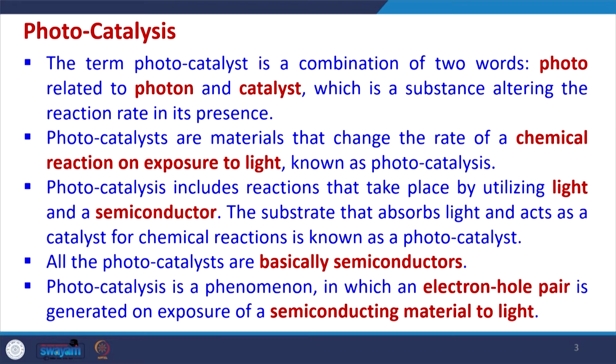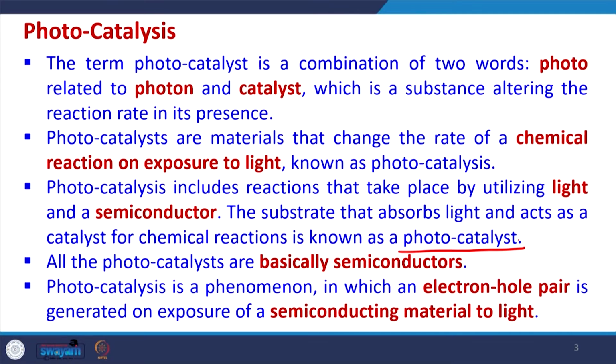Photocatalysis includes reactions that take place by utilizing light. That light may be of different wavelengths and the catalyst generally is a semiconductor which has some properties via which it absorbs light of some particular wavelength. The substrate that absorbs light and acts as a catalyst for a chemical reaction is known as a photocatalyst. All the photocatalysts are basically semiconductors.